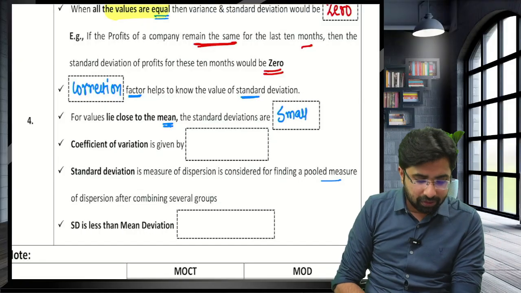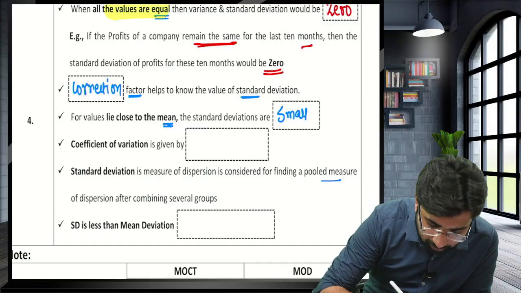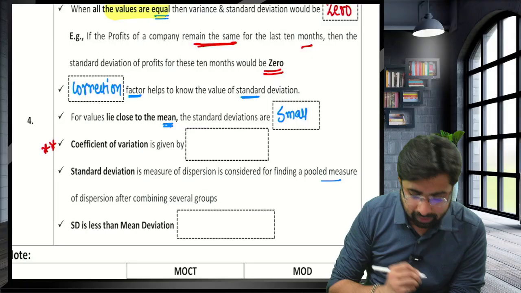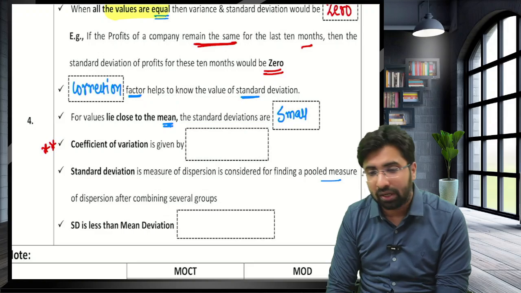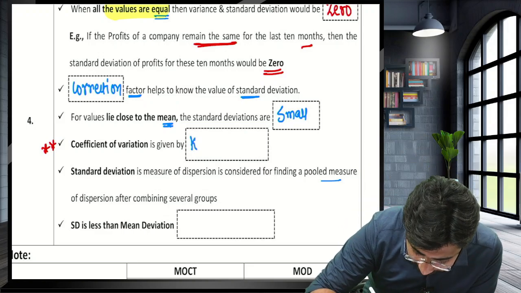Guys, coefficient of variance, remember the formula: sigma upon mean into 100. This formula was also given by Karl Pearson.